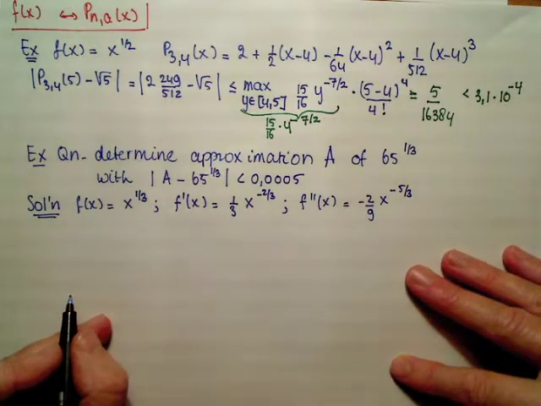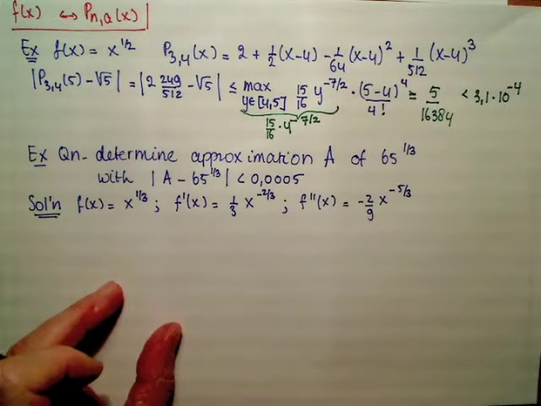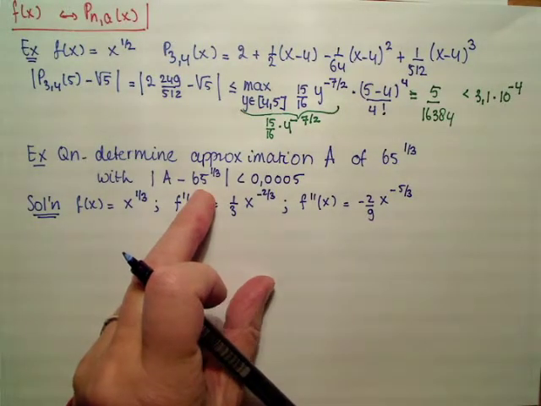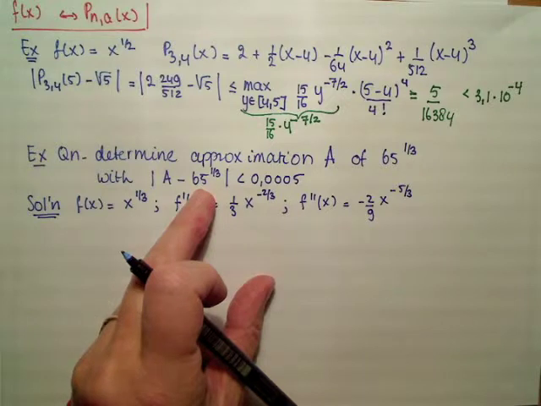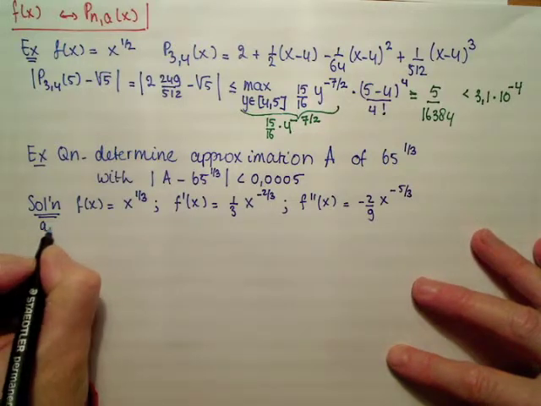What is our base point? What is a suitable base point? Well, if we look at 65 to the power 1 over 3, it's very close to 64, and 64 to the power 1 over 3 is an easy number, it is 4. So we are in good shape because 65 is close enough to 64, and the function value at 64 is a very nice number. So we take base point a equal to 64.